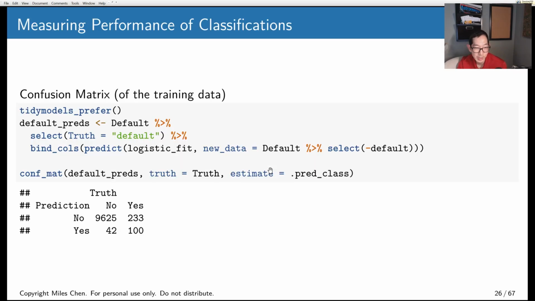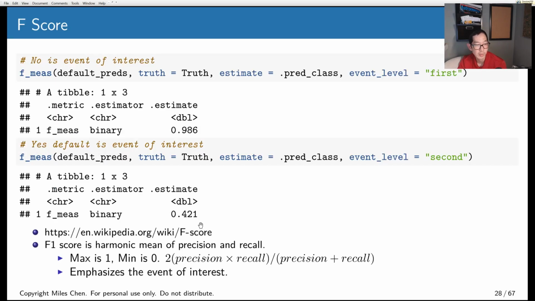And we can see there were quite a few times where we didn't think they would default, okay? Our answer was no, but they actually ended up defaulting 233 times. And if you look at those who did default, there were a total of 333 people who actually did default, and we only predicted basically 100 of them, out of 333 people. We didn't get them all, okay?